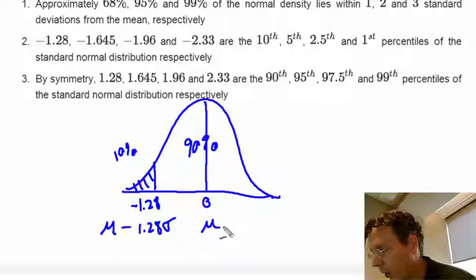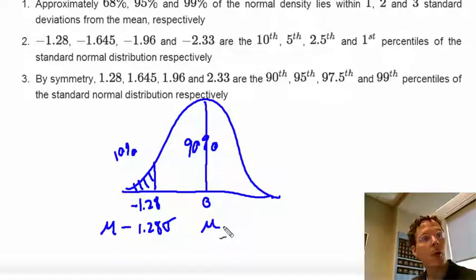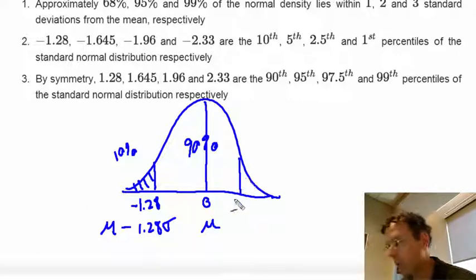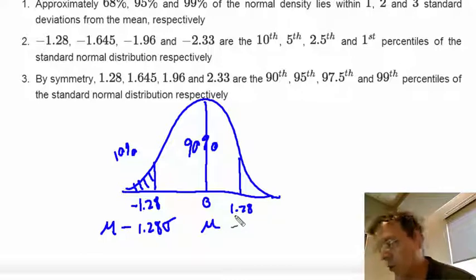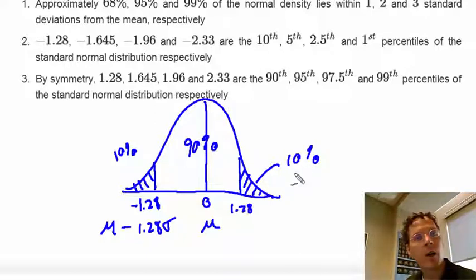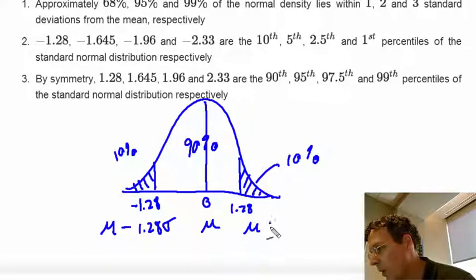And this point right here is mu. But then that would follow the same rule. 10% of this potentially non-standard normal distribution lies below the point mu minus 1.28 sigma. By symmetry, this point right here, 1.28 on the standard normal distribution, is the quantile such that 10% lies above it. For a potentially non-standard normal, this point would be mu plus 1.28 times sigma.